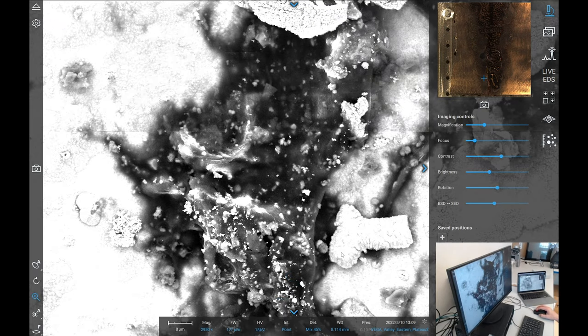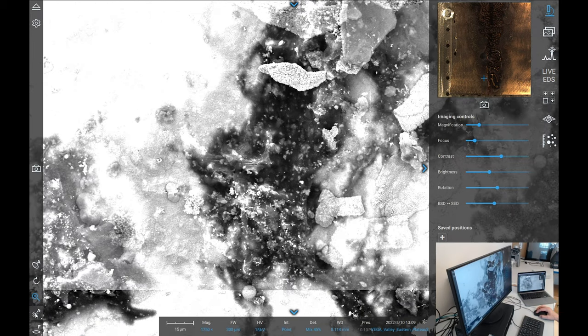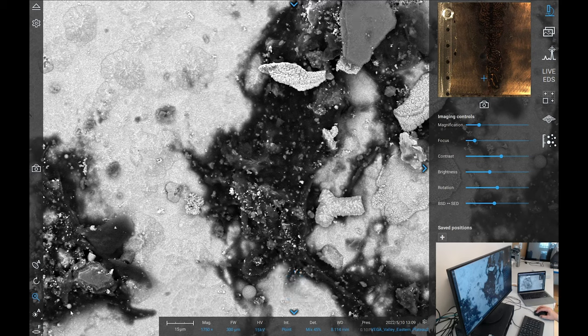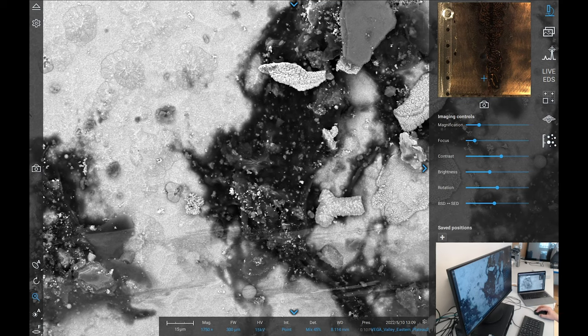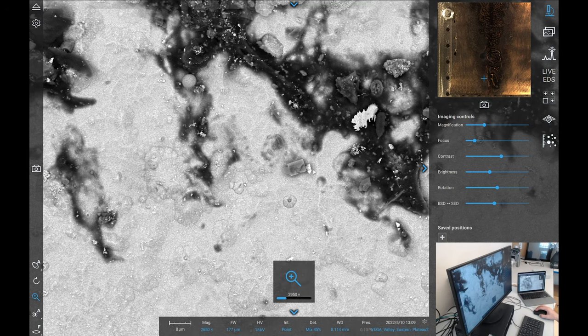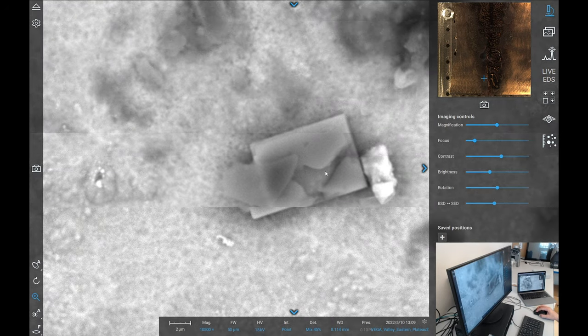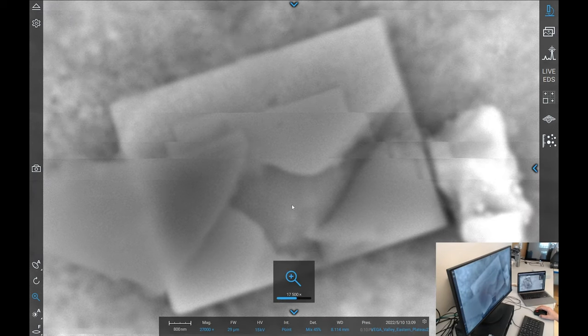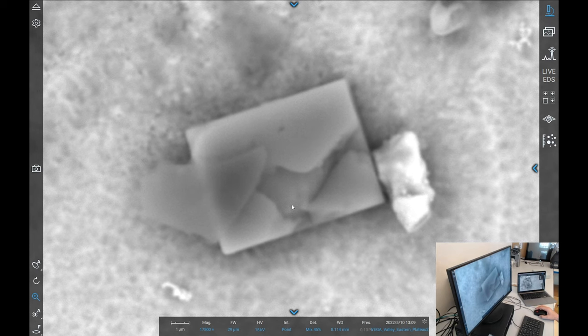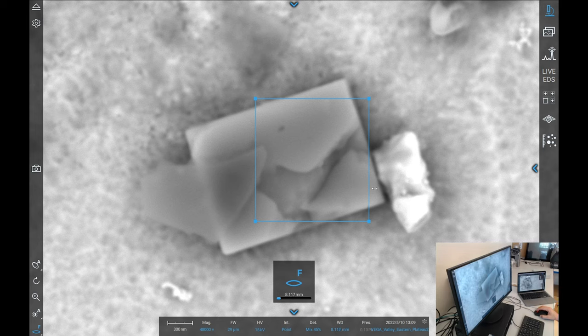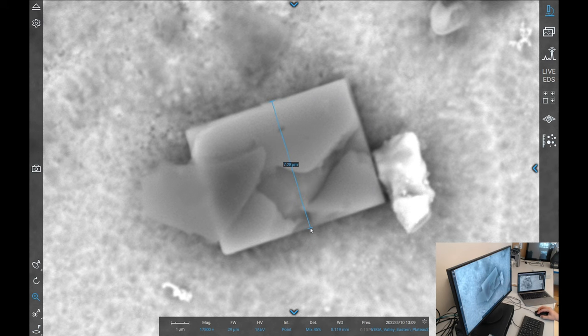So back to that one. Oh dear, why has that one evaded us? Such a shame. Let's go and have a look at that, just to find out. The distances here are 7.3 microns, and the length is 9.48 microns.